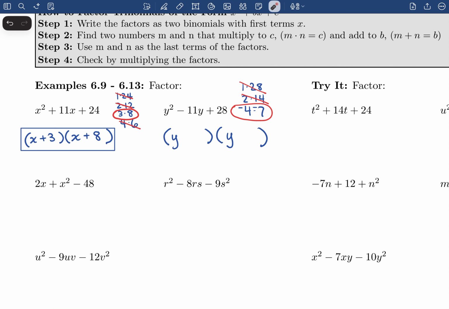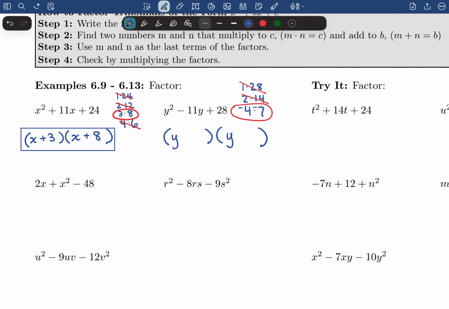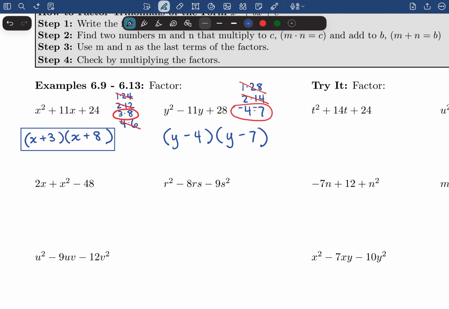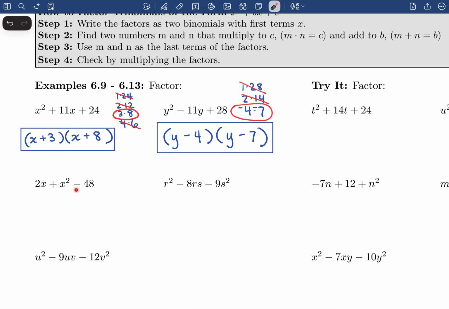And so to finish, I will put a minus 4 in one of the sets of parentheses and a minus 7 in the other. And once again, it doesn't matter. I could have put the minus 7 here and the minus 4 here, and I would have been correct because multiplication of these two binomials is commutative. Multiplication, it doesn't matter the order with which you do it. Great. So now let's go ahead and move on to this next one.